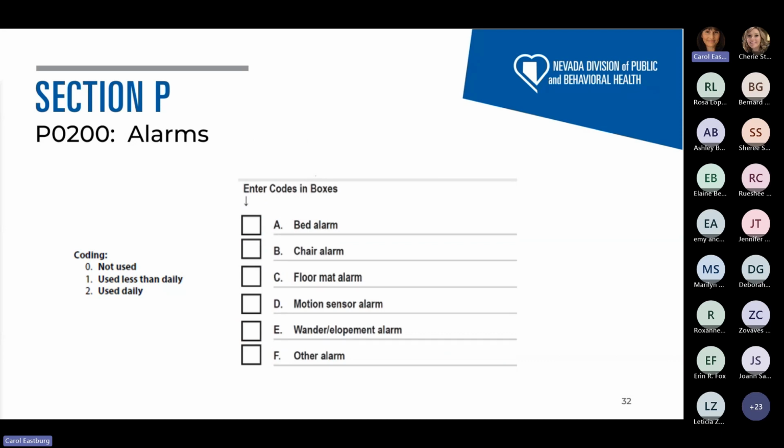As mentioned, no changes were made to the coding of alarms, and this slide shows the options you have if an alarm is used. The manual defines an alarm as any physical or electronic device that monitors resident movement and alerts the staff by either audible or inaudible means when movement is detected, and may include bed, chair, and floor sensor pads, cords that clip to the resident's clothing, motion sensors, door alarms, or elopement/wandering notification devices.